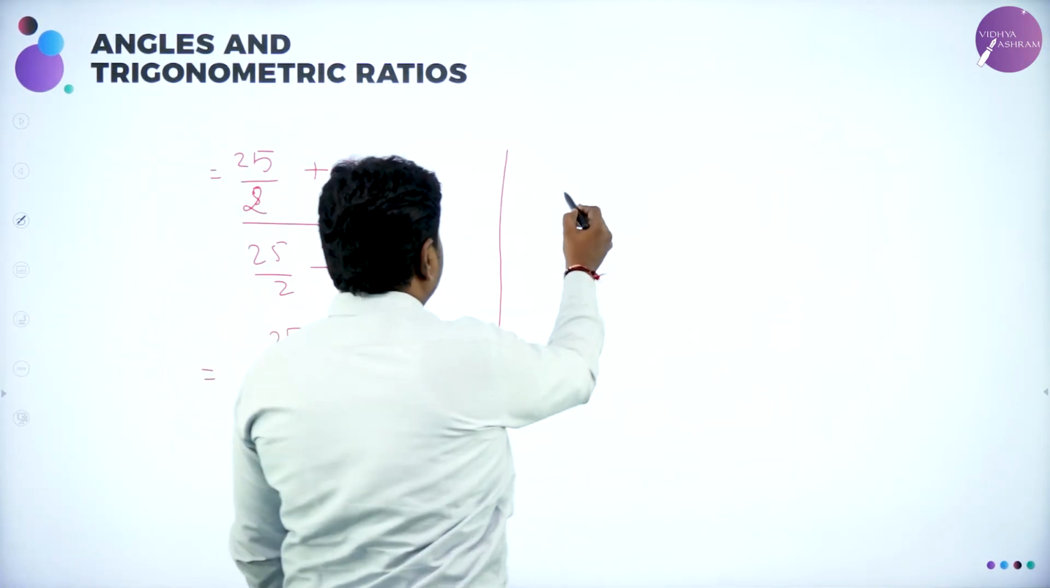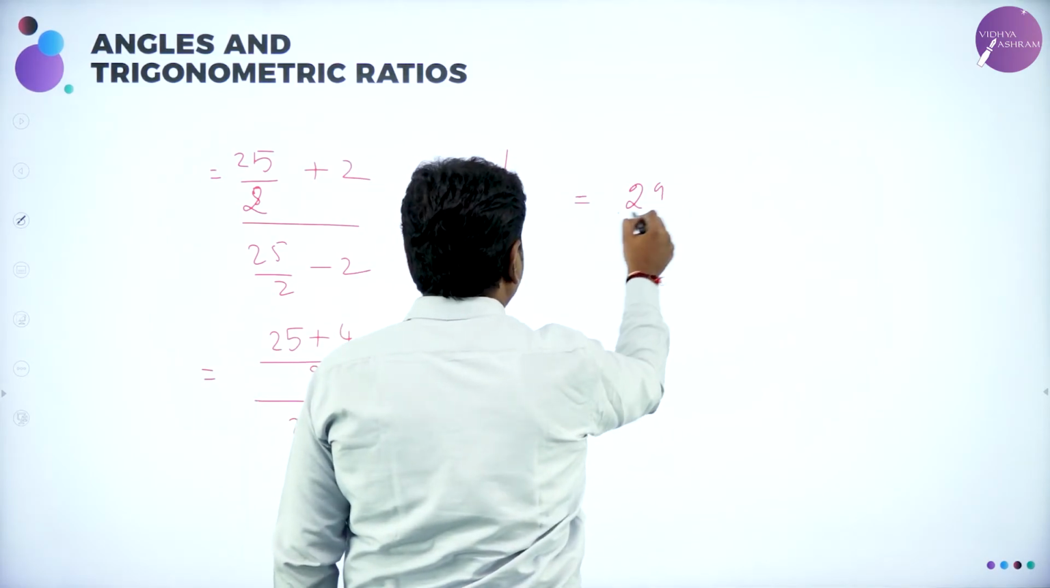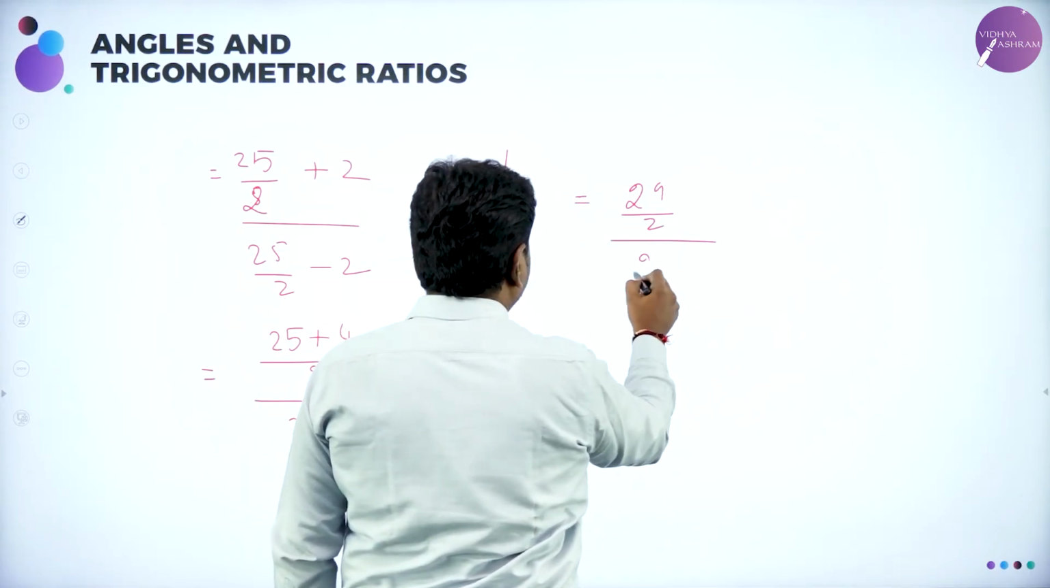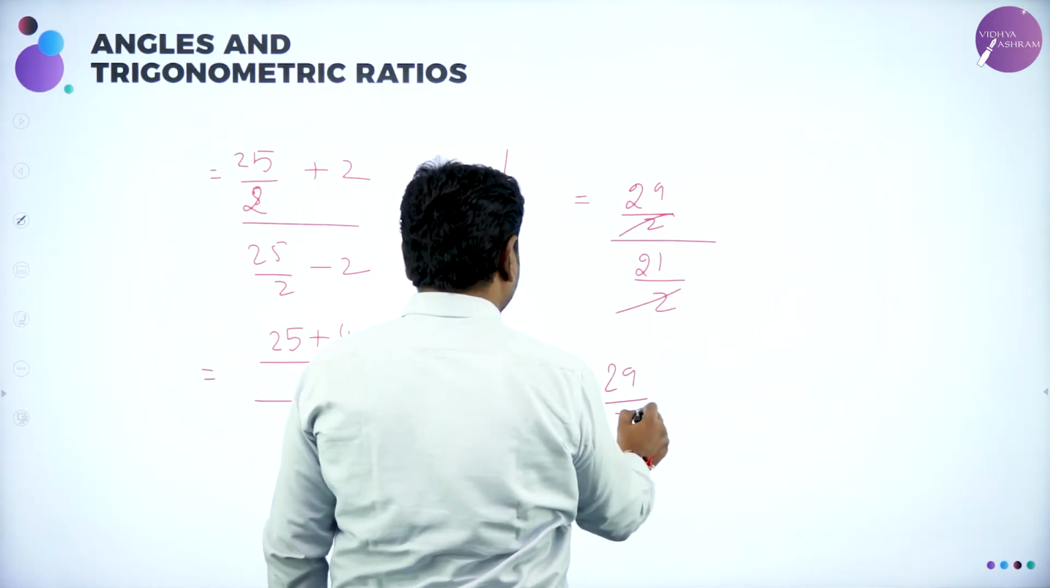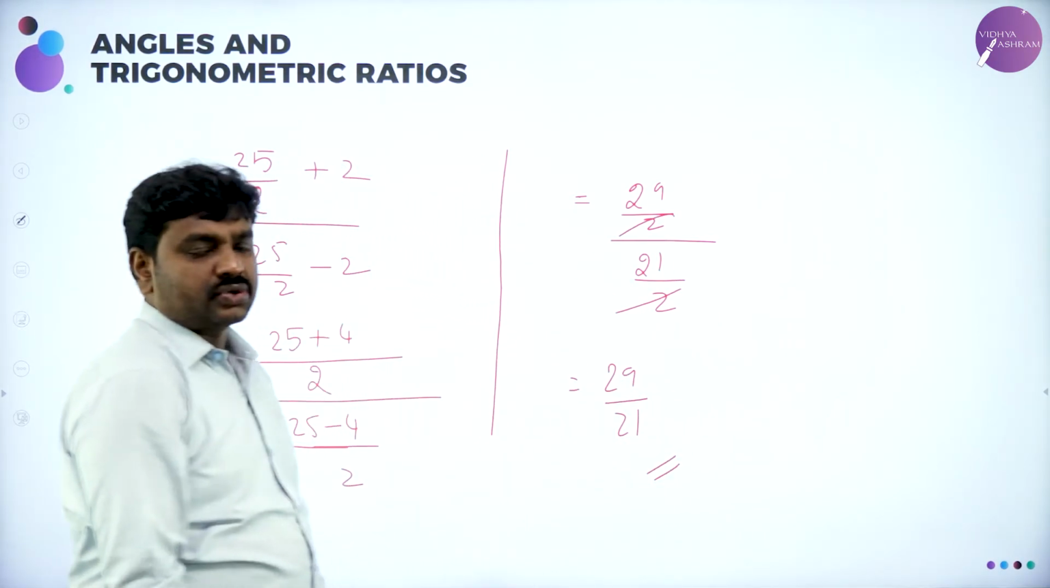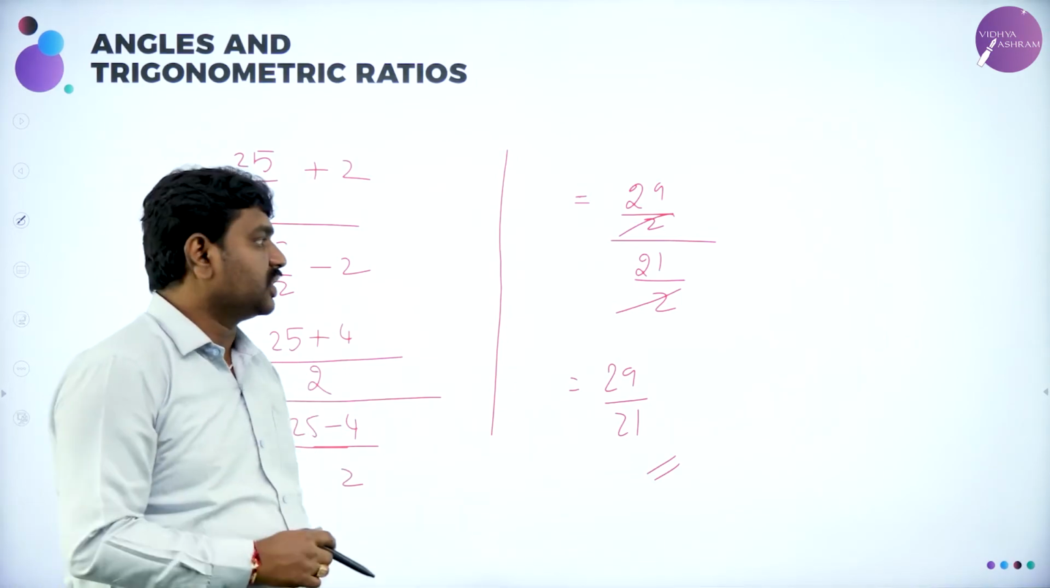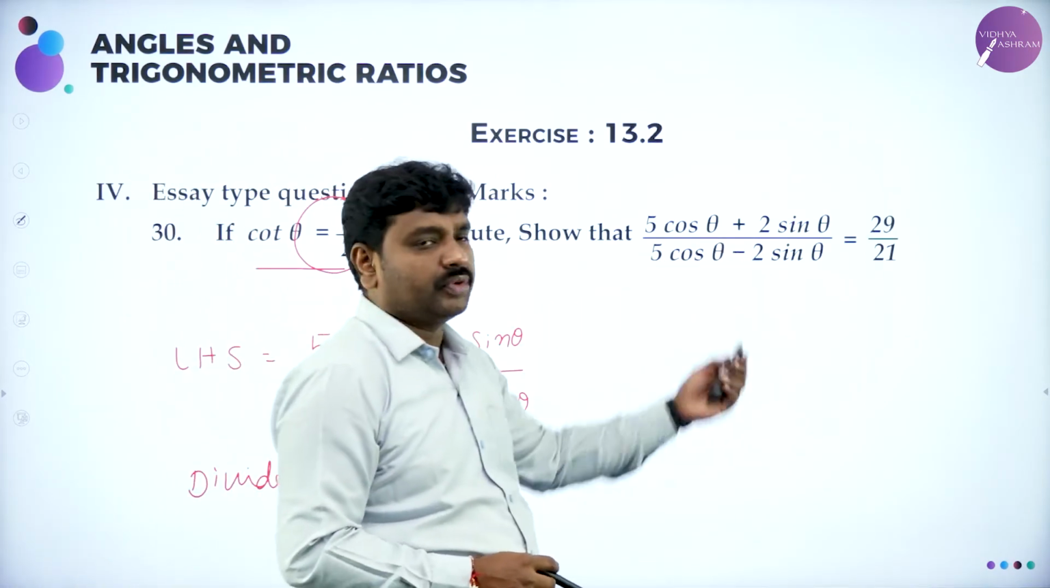Simplify this, numerator 25 plus 4 becomes 29 by 2. Denominator 25 minus 4, 21 by 2. 2 cancels, you'll be left with 29 by 21, that's it. So you'll get 29 by 21. That's what they need you to prove. We proved it.